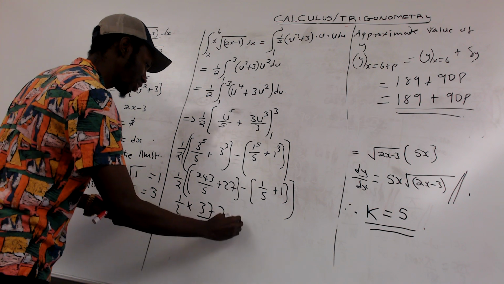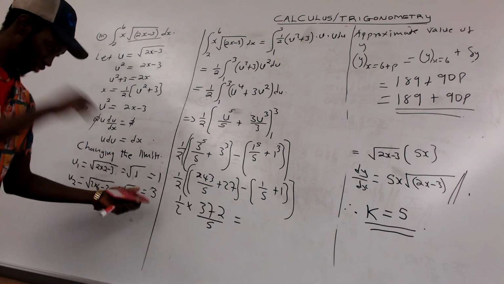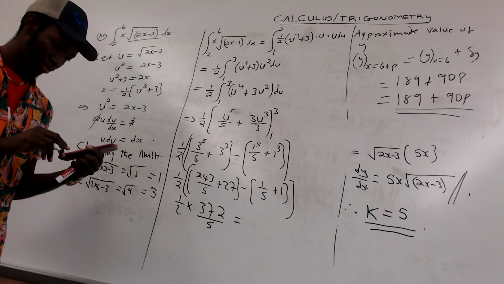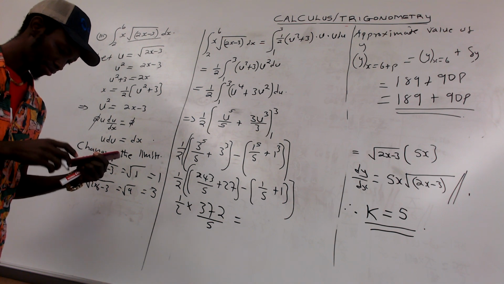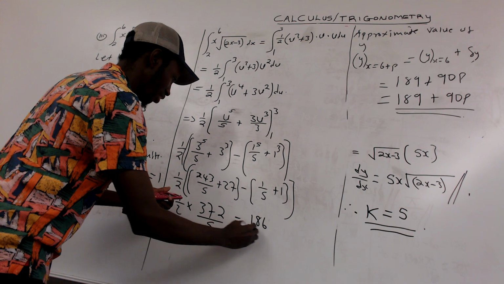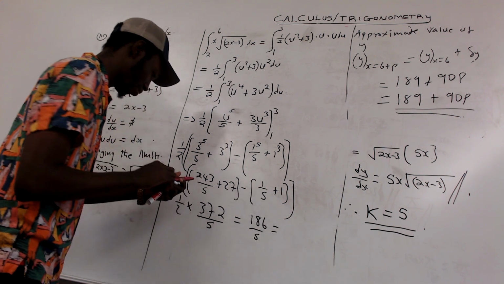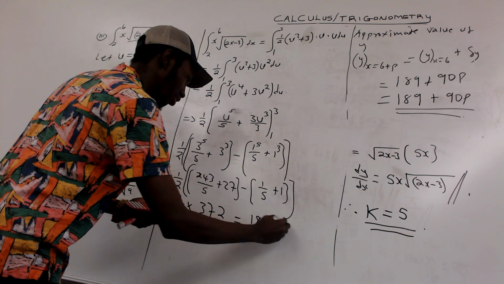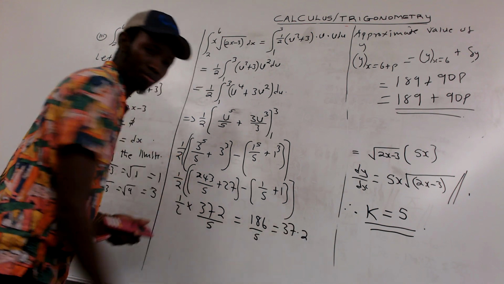So if we multiply it by half, we have 186 divided by 5. So if we divide it now, it's going to give us 37.2. You see.